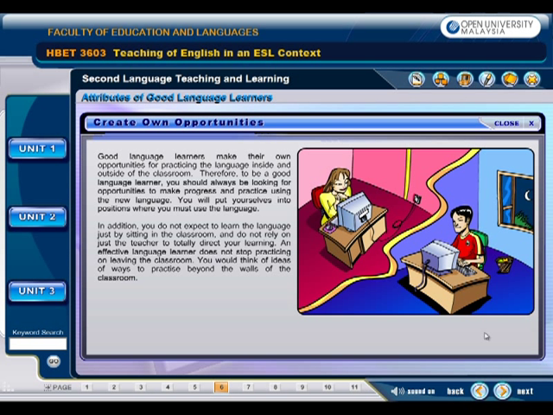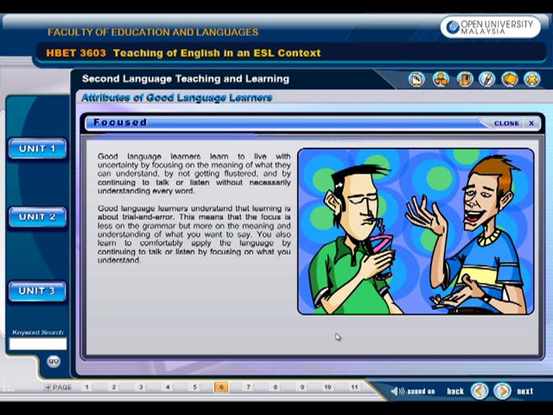In addition, you do not expect to learn the language just by sitting in the classroom, and do not rely on just a teacher to totally direct your learning. An effective language learner does not stop practicing on leaving the classroom. You would think of ideas, of ways to practice beyond the walls of the classroom.